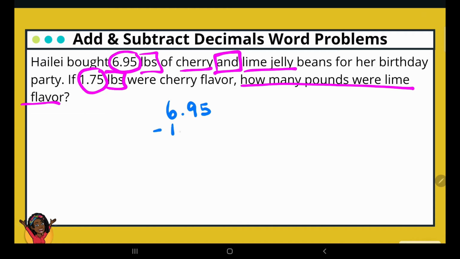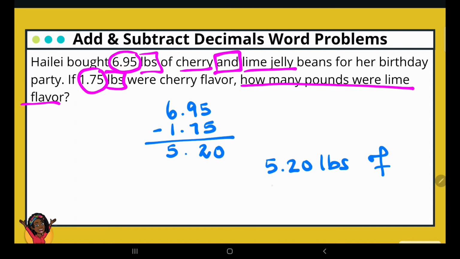So I'm subtracting 1.75. And as you've noticed, I've tried my best to line up those decimal points. So 5 minus 5 is 0. 9 minus 7 is 2. I'm bringing that decimal point down. 6 minus 1 is 5. So based on this, we can say that Hailei bought 5.20 pounds of lime flavor jelly beans. Okay.